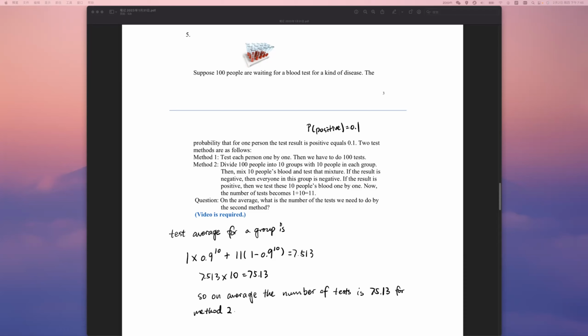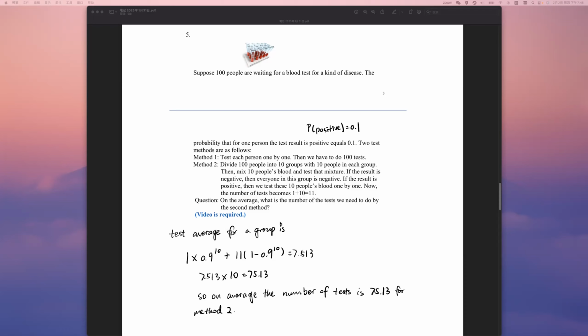Yeah, I think the idea of solving this problem is that each individual is independent from each other, so we can get the probability that none of them is positive. Then we can deduce the probability that some of them, or any of them, is positive, which is 1 minus the probability that nobody is positive.